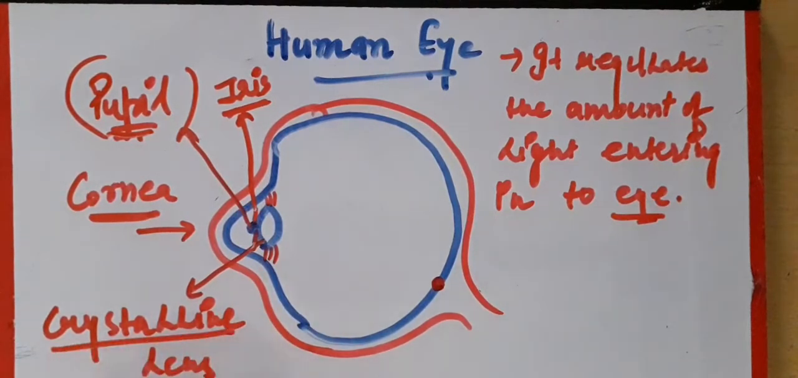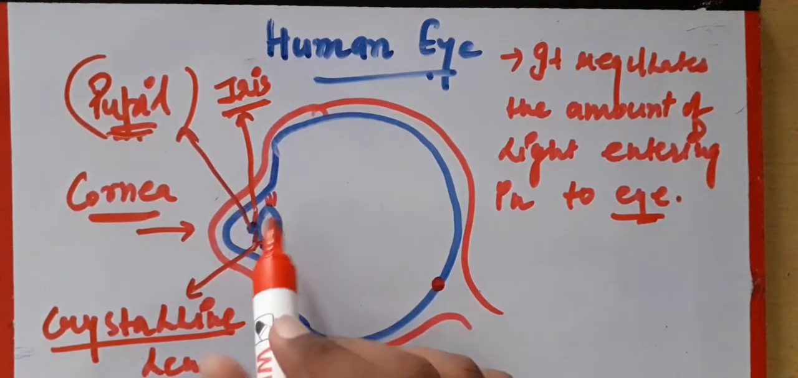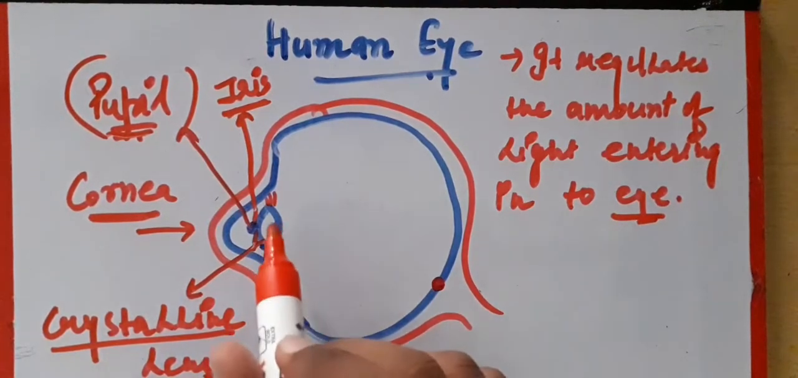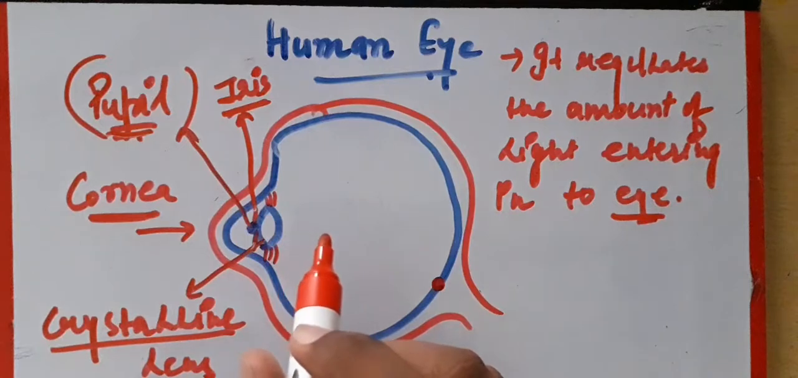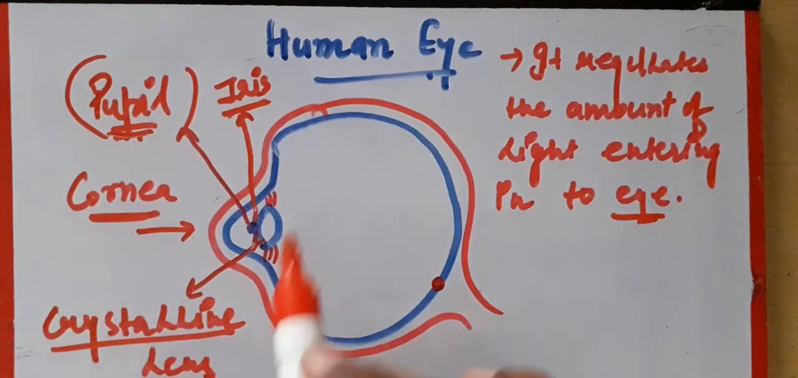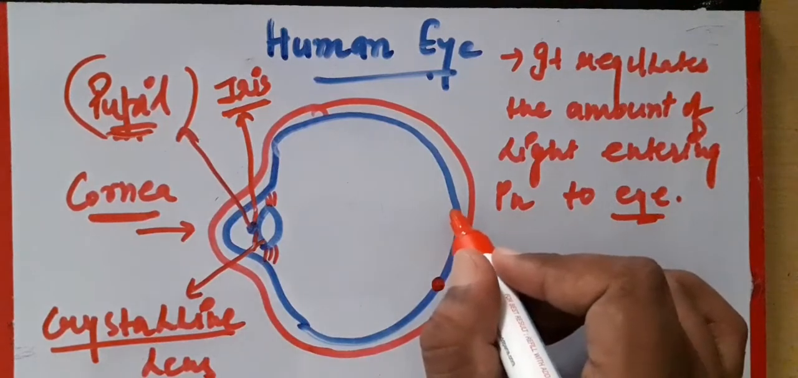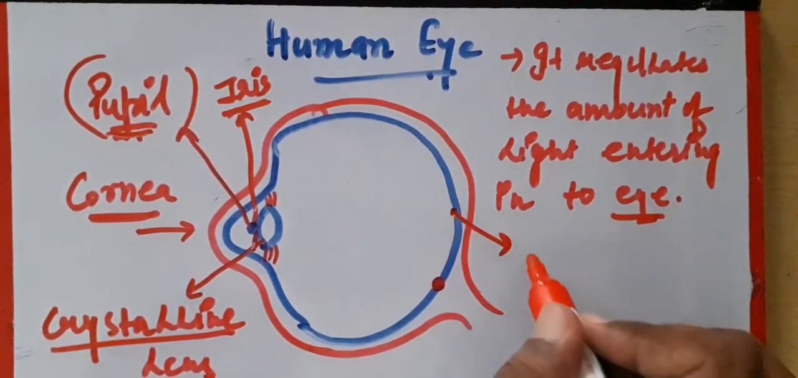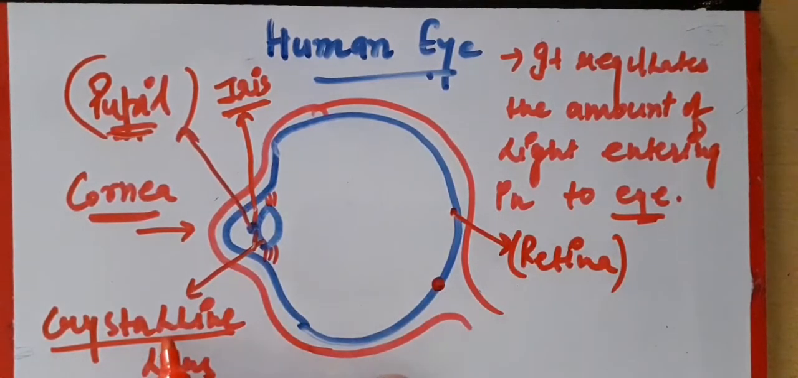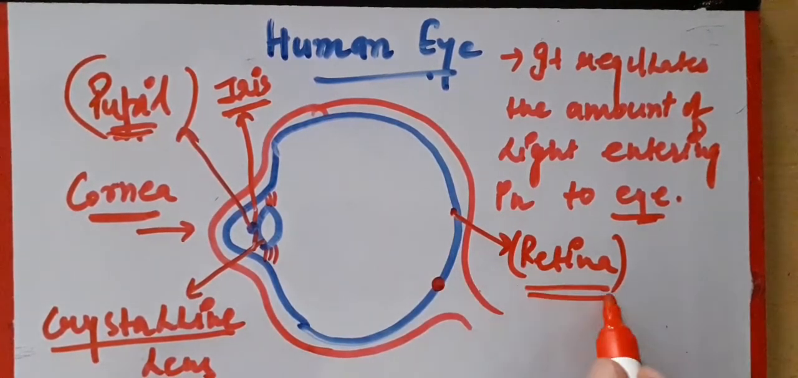Then we have talked about the crystalline lens. After the pupil, light enters the crystalline lens, and we can see that this crystalline lens is in the shape of a convex lens. So what is the function of a convex lens? It is used to converge the rays. So what does this crystalline lens do? It converges the rays so that the image may form on this membrane. This is called the retina. Right? The function of the crystalline lens is to converge the rays so that the image may form at the retina.